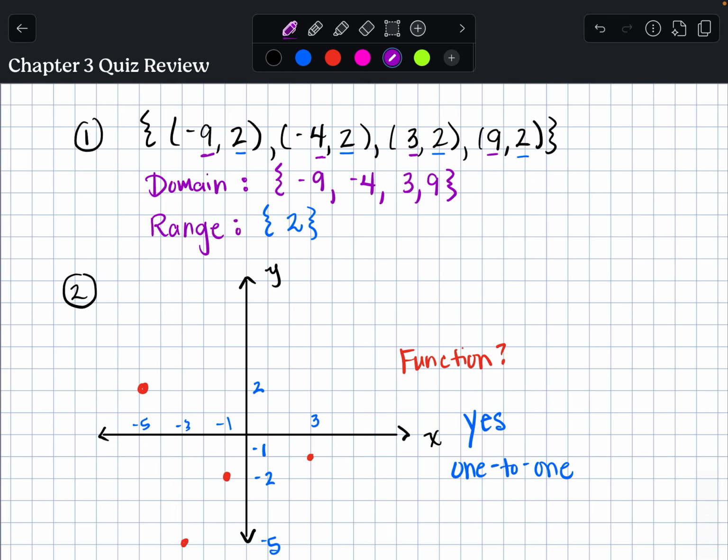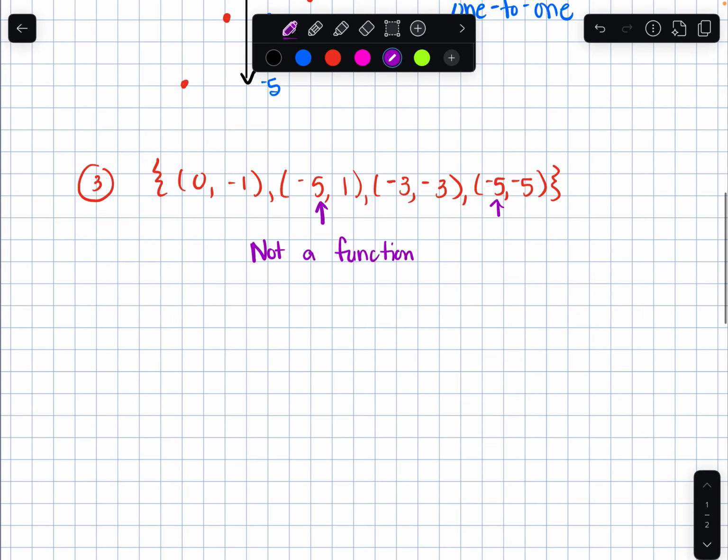So know what domain and range are. Know what a function means. Know what 1-to-1 means. That's 1, 2, and 3.